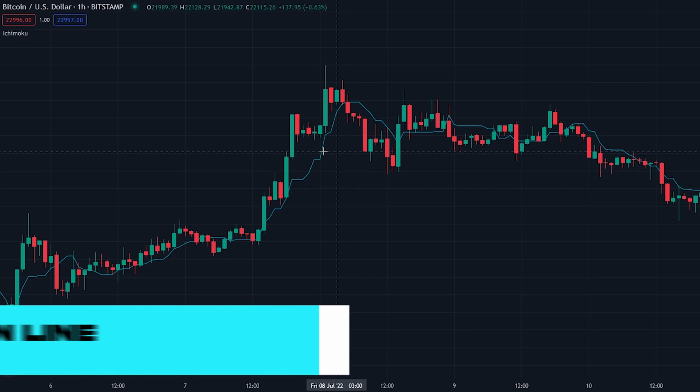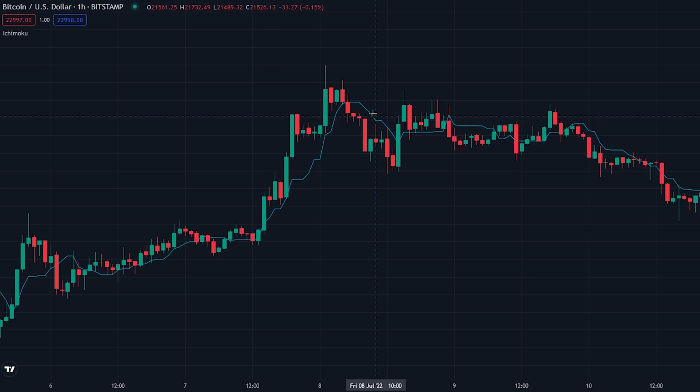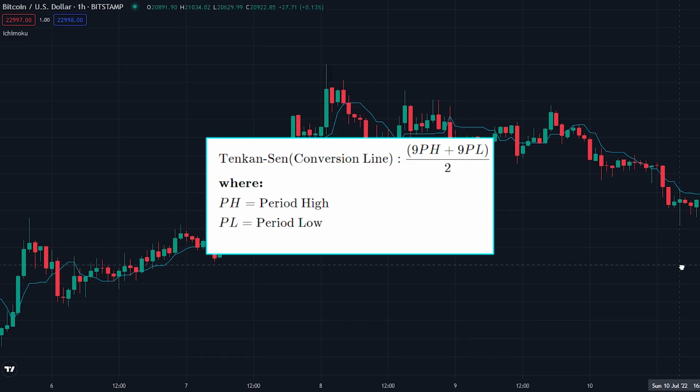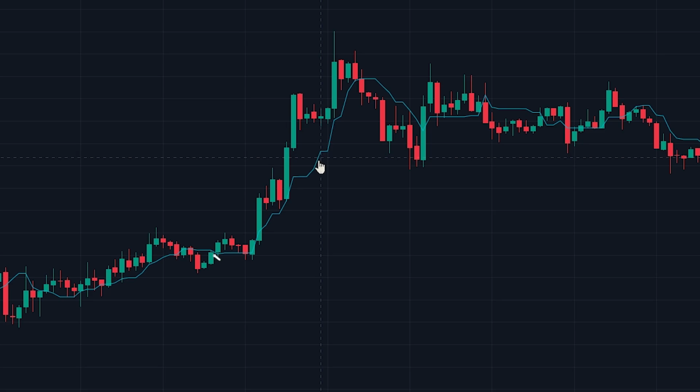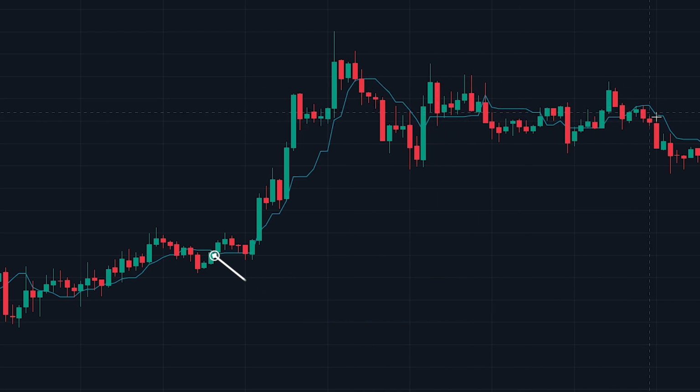The first component we mentioned is the conversion line. This line shows the midpoint of the highest and lowest prices of an asset over the last 9 periods. This means that the line can show us an asset's short-term price momentum. Here we have added the conversion line to the chart. As you can see, the line mostly offers short-term support.